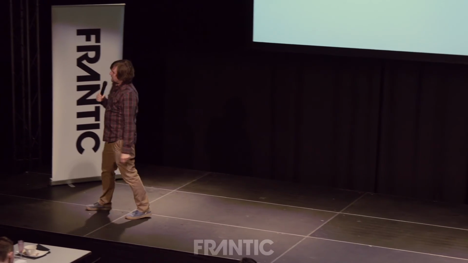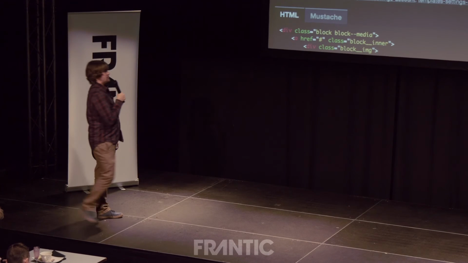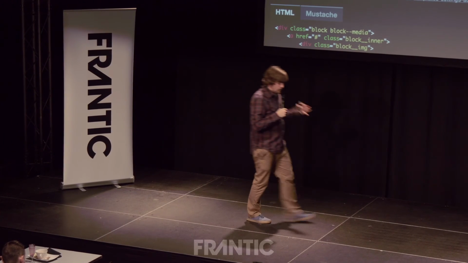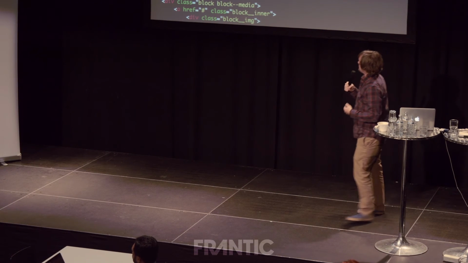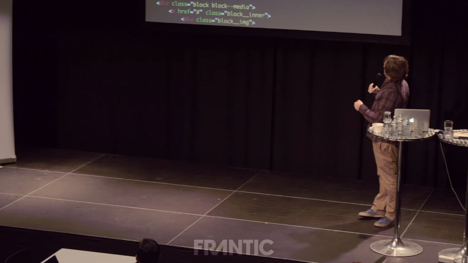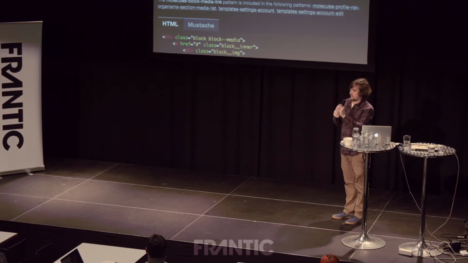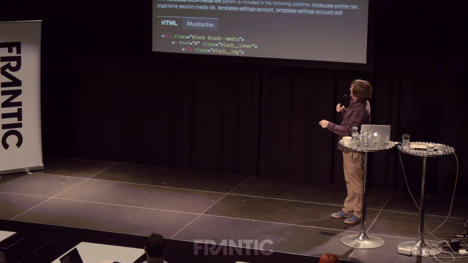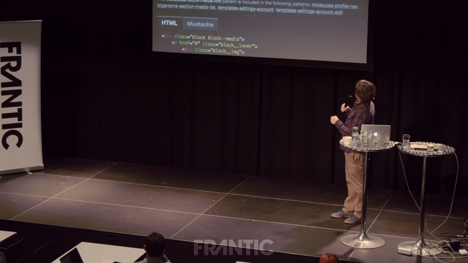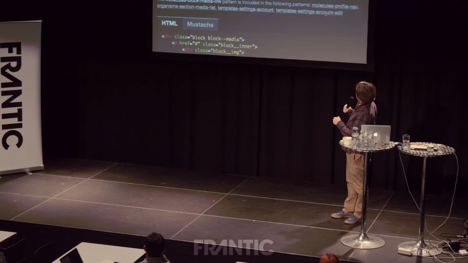Another really huge feature of Pattern Lab is this concept of lineage. So again, most pattern libraries just show some patterns floating around in space, right? And you don't really get an idea of, well, where is this thing actually being used? With Pattern Lab, it will show you what patterns this thing consists of. In this case, the atom square. I'm using CSS to round the corners. So that's that little guy. And then it says that this guy, block media link, is what I'm calling this pattern, is included in the following areas: the profile navigation, the section media list, settings account, and account edit.